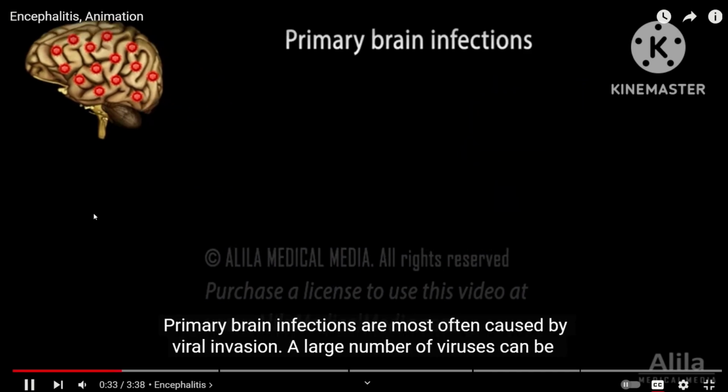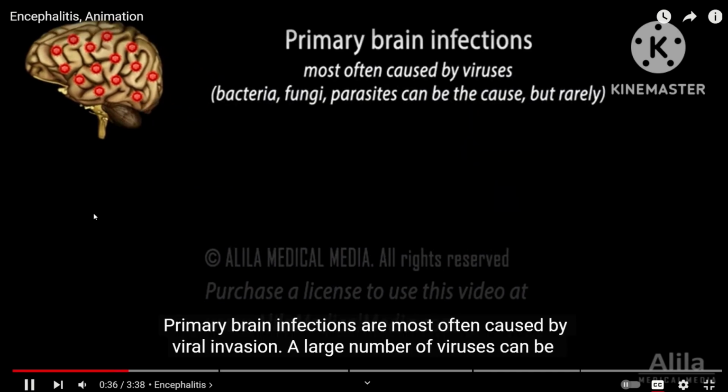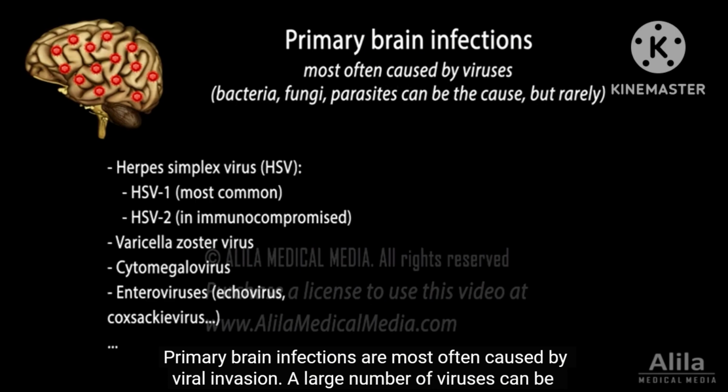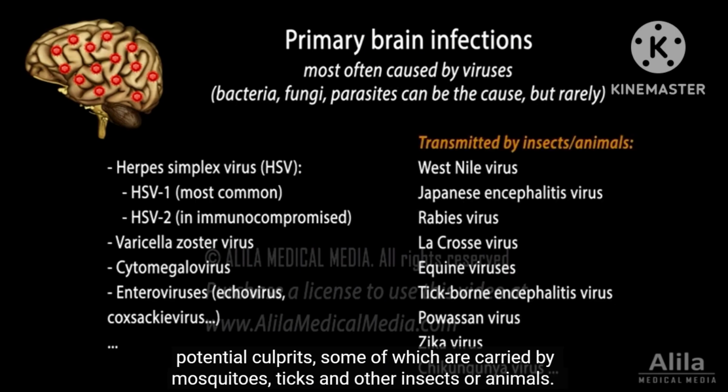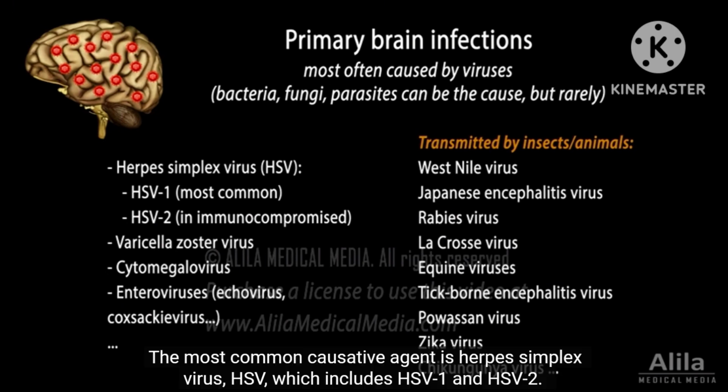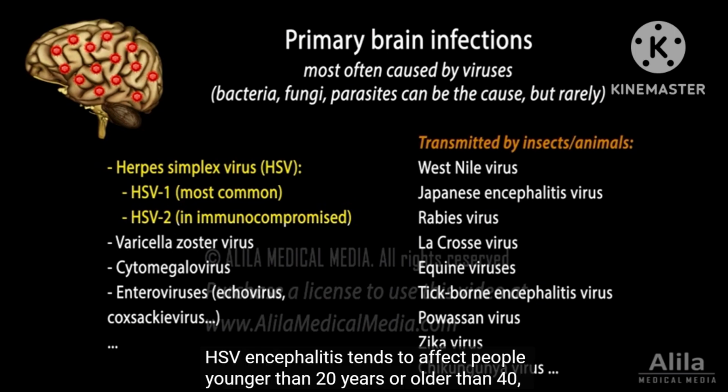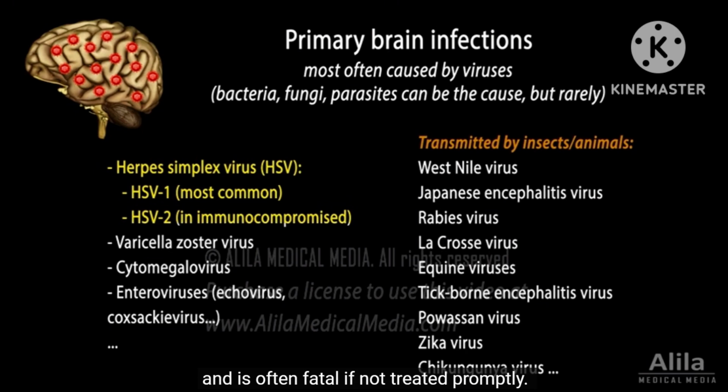Primary brain infections are most often caused by viral invasion. A large number of viruses can be potential culprits, some of which are carried by mosquitoes, ticks, and other insects or animals. The most common causative agent is herpes simplex virus, HSV, which includes HSV1 and HSV2. HSV encephalitis tends to affect people younger than 20 years old or older than 40, and is often fatal if not treated promptly.